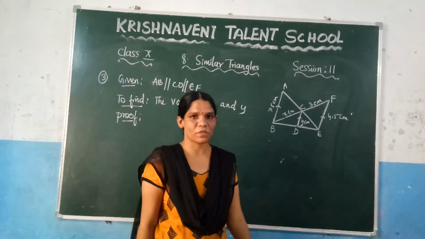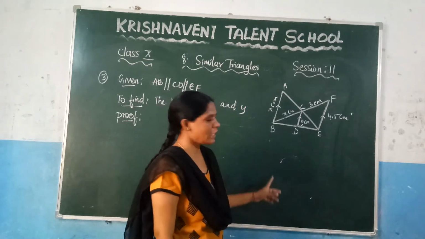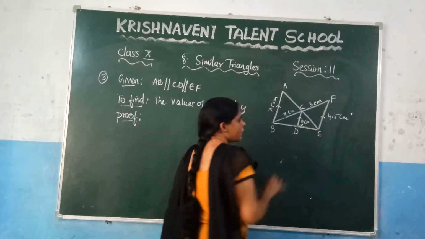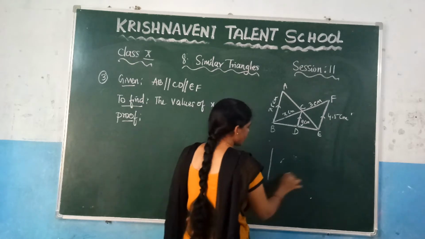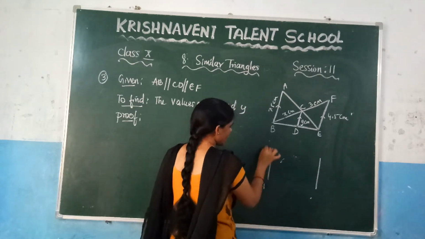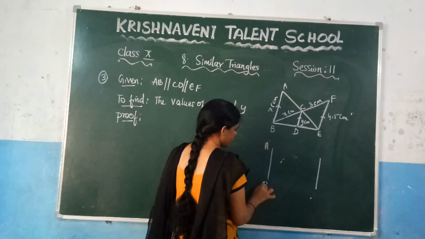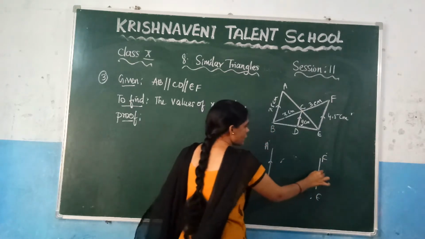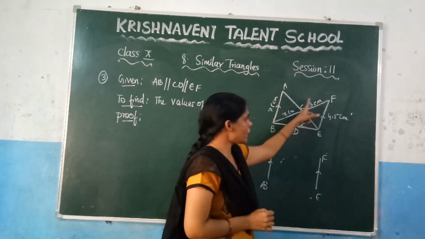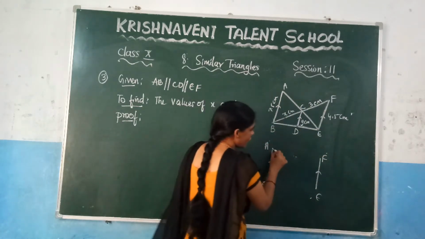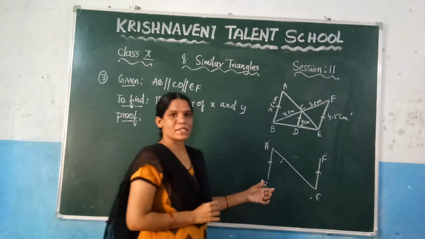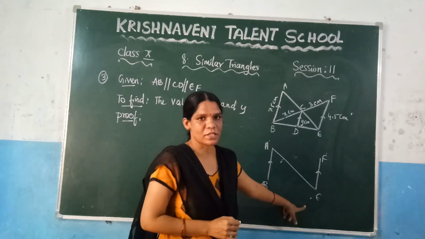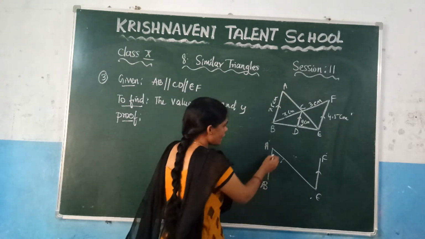How do you find the values of the x and y? Let us see here what they have given. AB is parallel to EF. Right? If AB is parallel to EF, I am drawing here separately. If these two lines are parallel and if you draw one line, what we call this line? We call it a transversal. So what is the transversal in this case? AE is the transversal.